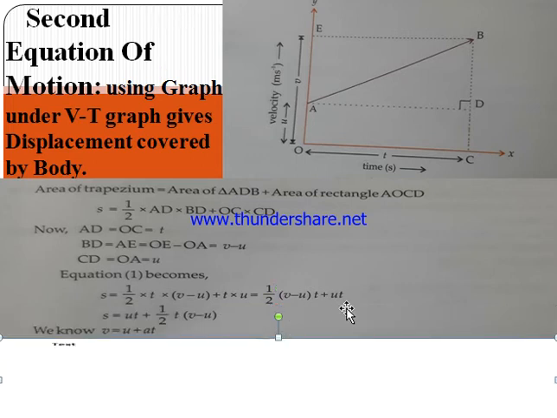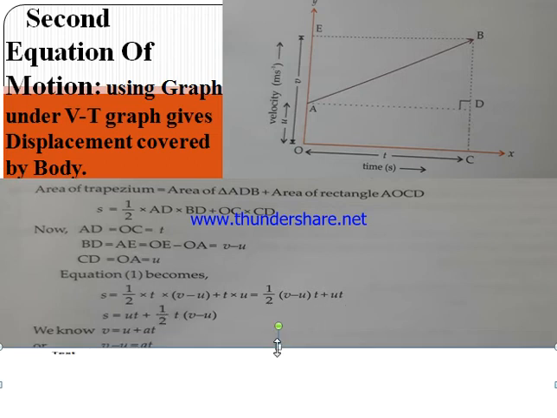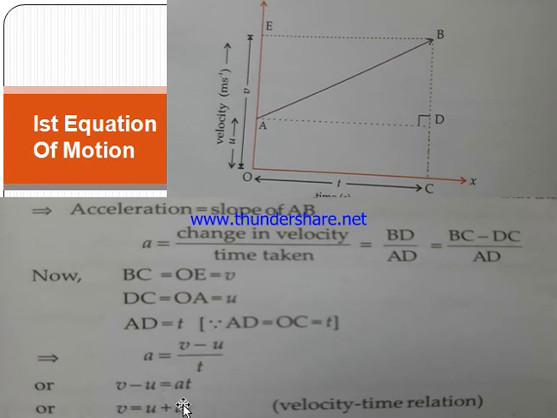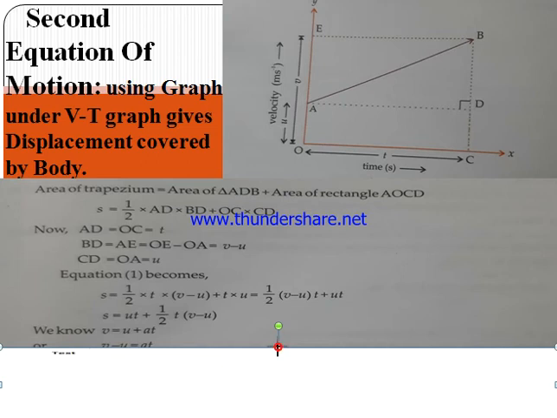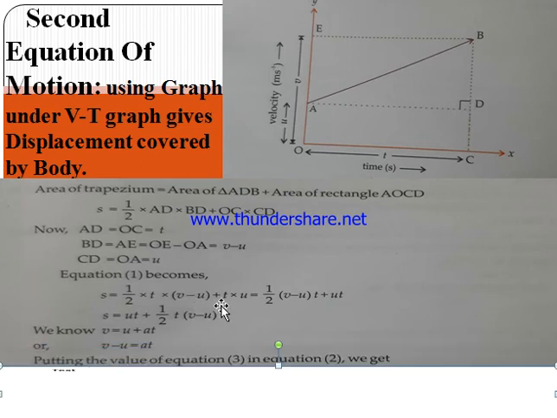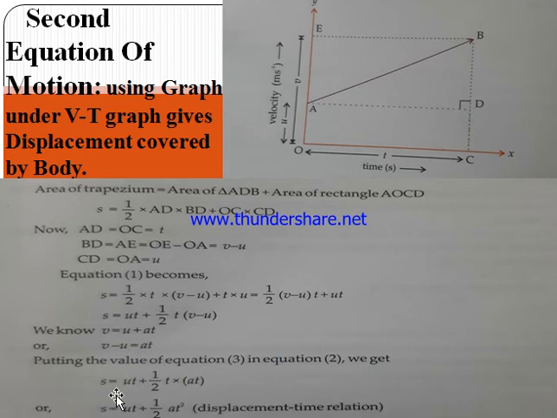And using the first equation, V is equal to U plus AT. The first equation we have determined here. So V minus U is equal to AT. Now I am putting AT in place of V minus U. So the formula becomes S is equal to UT as such, plus 1 by 2 into T as such, and in place of V minus U we put AT. So the formula is S is equal to UT plus half AT square. This is the second relation, known as the displacement time relation.